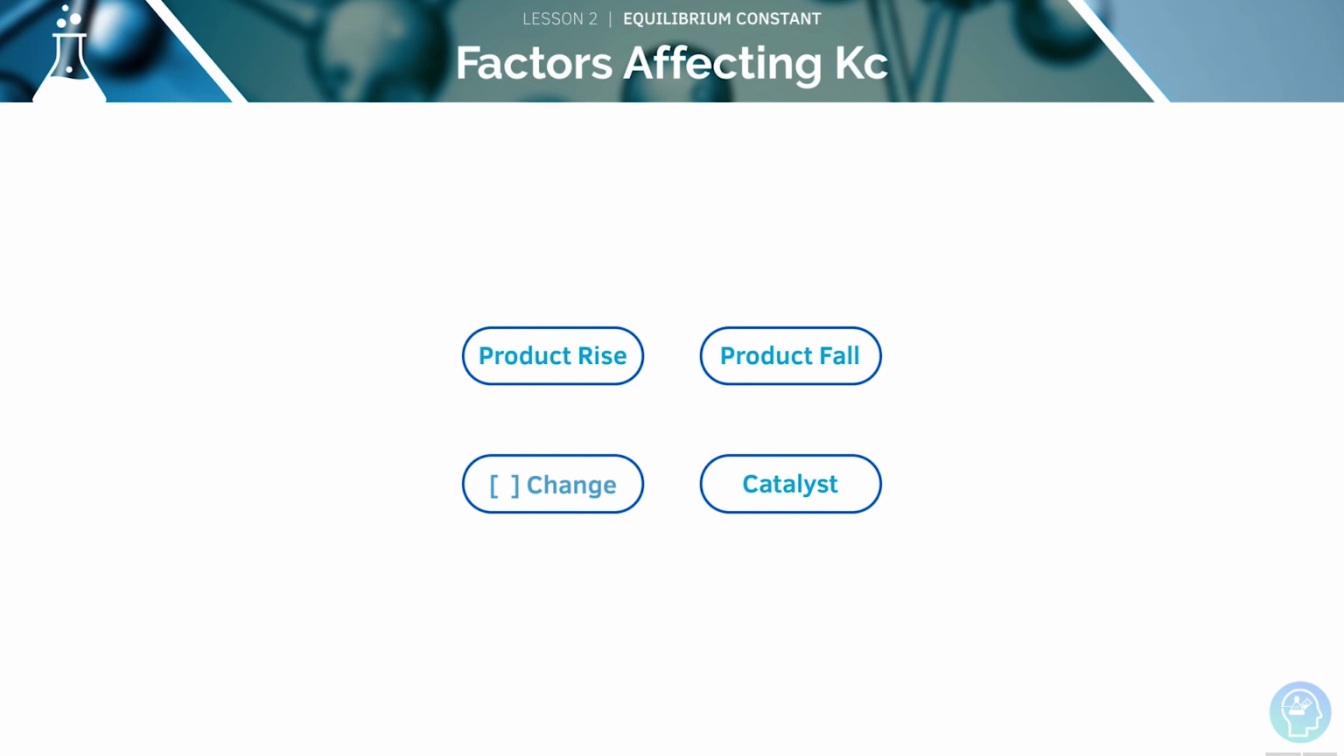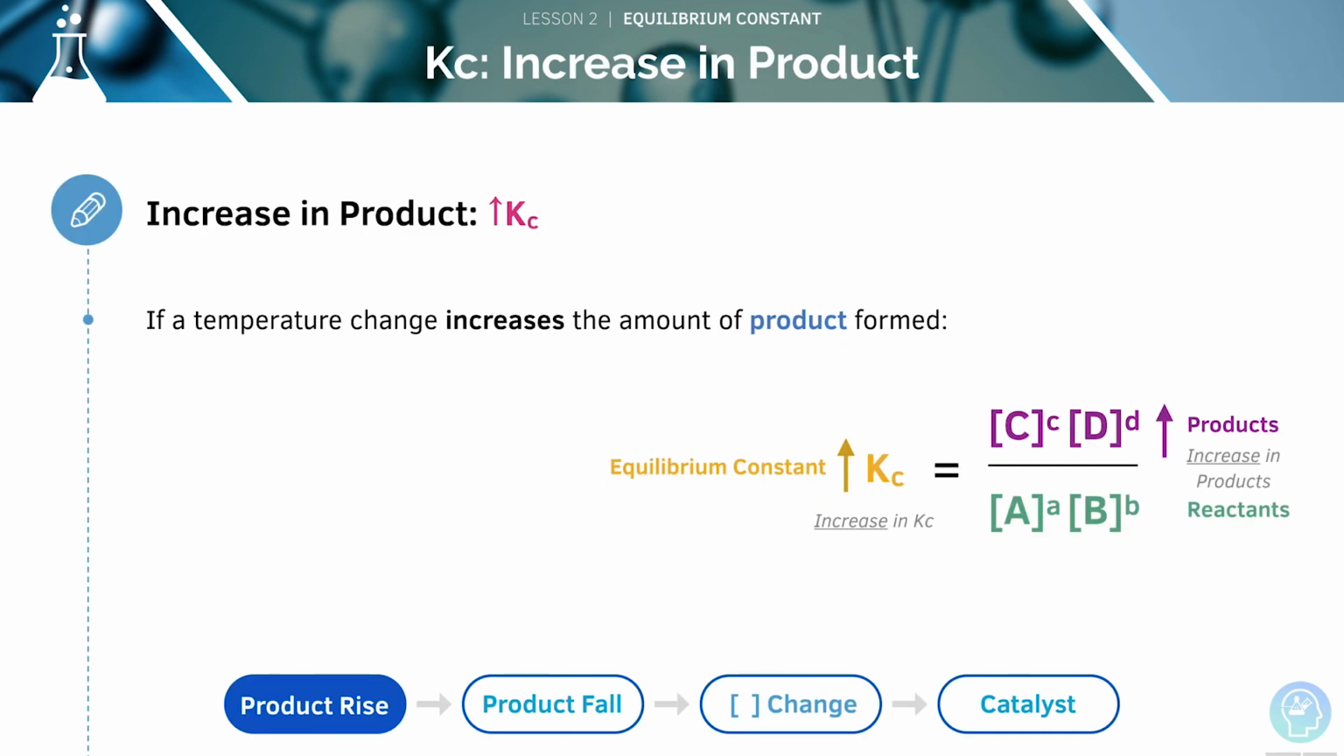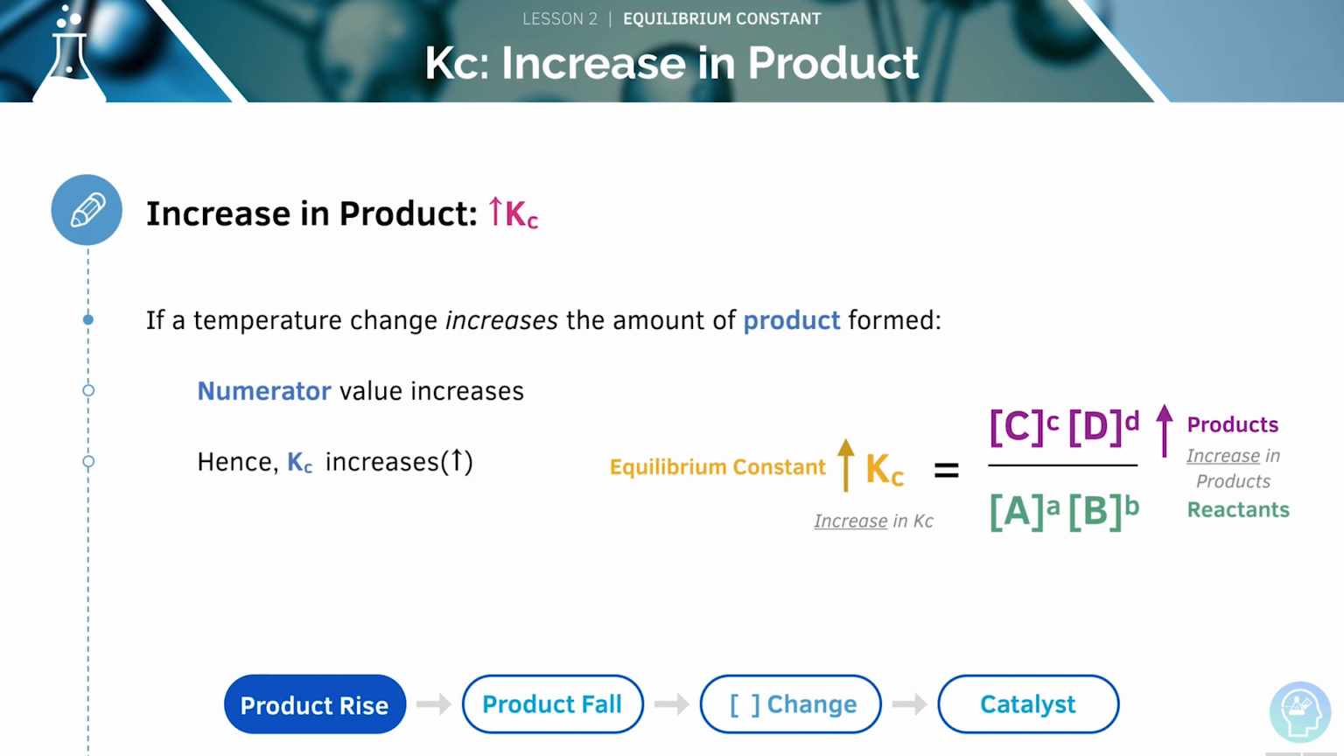Here we can see 4 factors affecting Kc. These are changes in temperature, concentration changes, and catalysts. If the temperature change increases the amount of product formed, the value of the numerator will increase, meaning that the value of Kc will be higher.